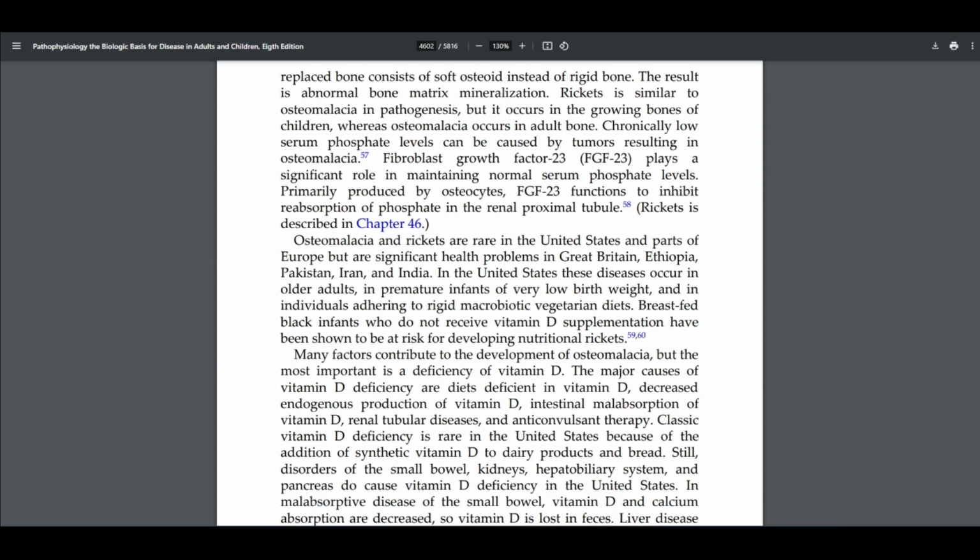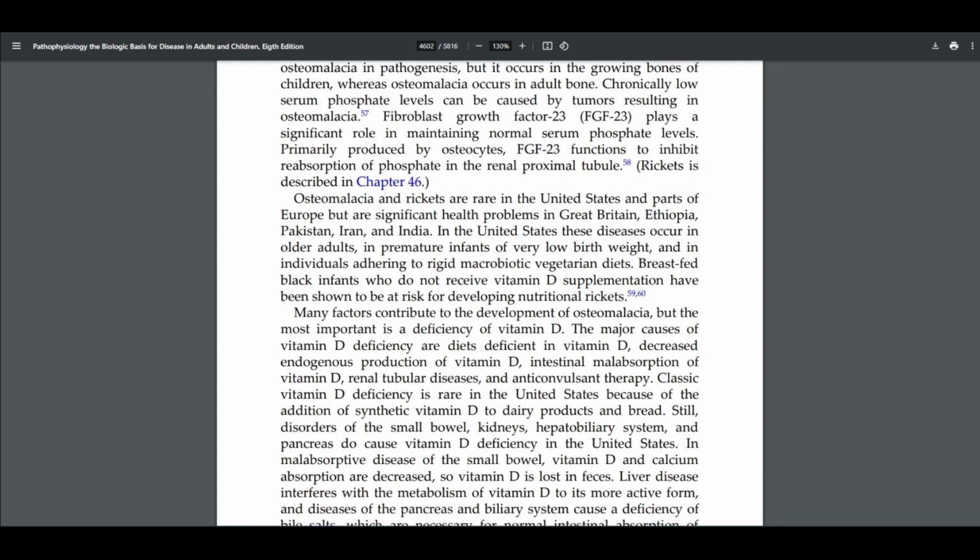Rickets is similar to osteomalacia in pathogenesis, but occurs in growing bones of children, whereas osteomalacia occurs in adult bone. Chronically low serum phosphate levels can be caused by tumors, resulting in osteomalacia. Fibroblast growth factor 23, primarily produced by osteocytes, plays a significant role in maintaining normal serum phosphate levels. FGF23 functions to inhibit reabsorption of phosphate in the renal proximal tubule.